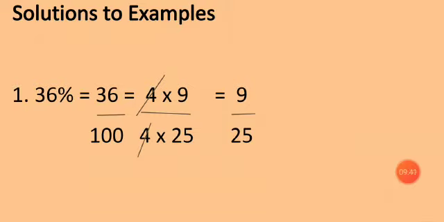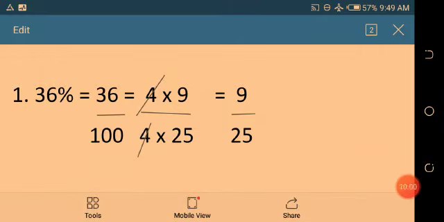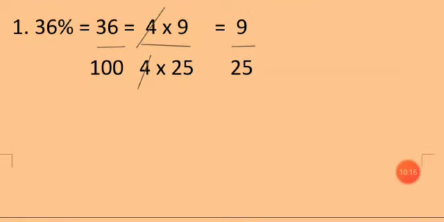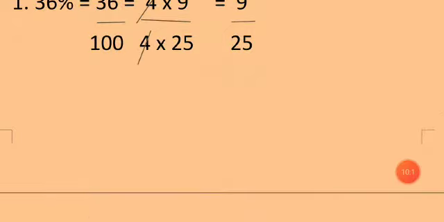To make my work neat, I am using the highest common factor of 36 and 100, which is 4. So I present my 36, my numerator, as 4 times 9, and my 100 is presented as 4 times 25. 4 divides 4, giving me 9 over 25. 9 over 25 is the lowest fraction for 36%.